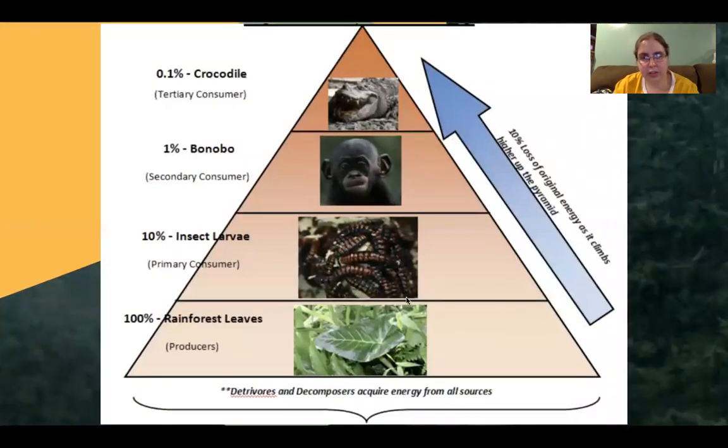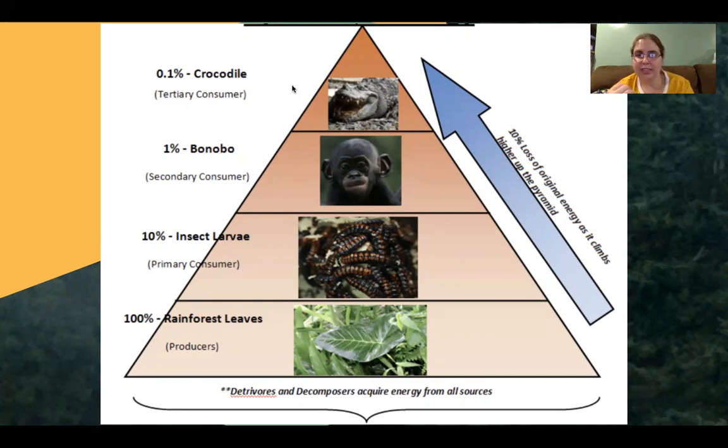So here we show leaves can get eaten by insect larvae, can get eaten by the bonobo, which can get eaten by the crocodile. Now first we have first trophic level, second trophic level, third trophic level, fourth trophic level. You can also think about this in terms of producers versus consumers. So producers, primary consumer, secondary consumer, tertiary consumer.